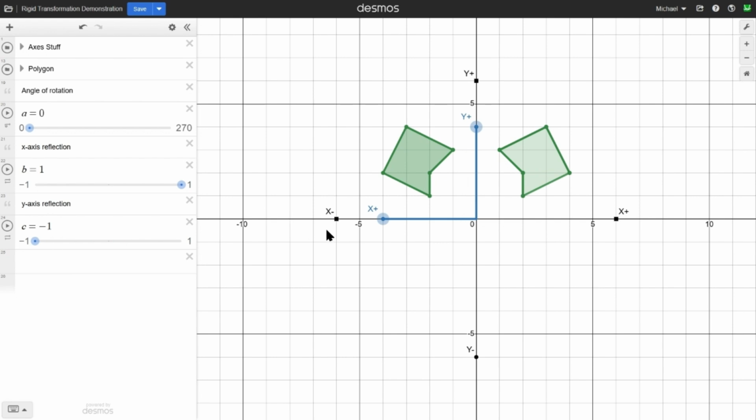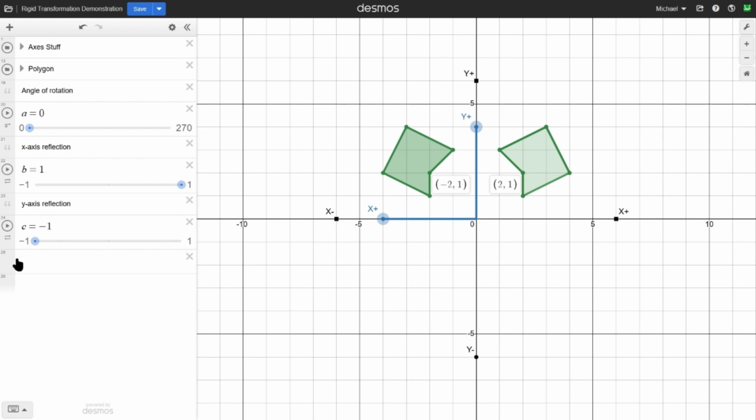Now it may seem counterintuitive that when we flip over the y-axis, we change the x value, but remember, this is where we're not changing the y value. If I'm flipping around the y-axis, the y value stays the same. The x value is what flips because my positive x-axis is now lined up with the negative x-axis.